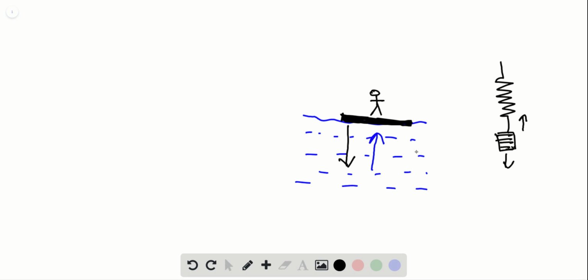So when the man steps off the raft, the restoring force tries to push the raft upward because this force is not present anymore. So that's why the buoyant force that's present here will try to push the raft upward, and that way the raft water system will act like a spring. So the spring constant, we can calculate that as the external force being exerted by the man on the raft divided by x, that's the displacement.